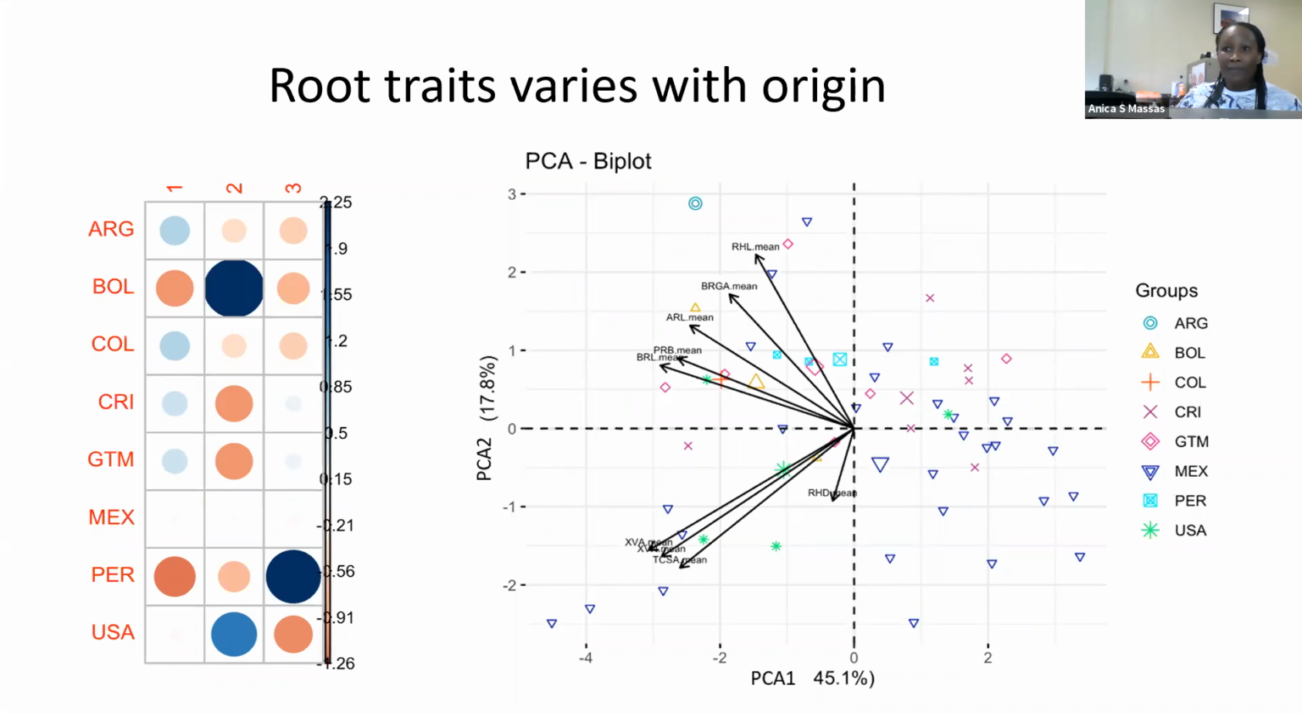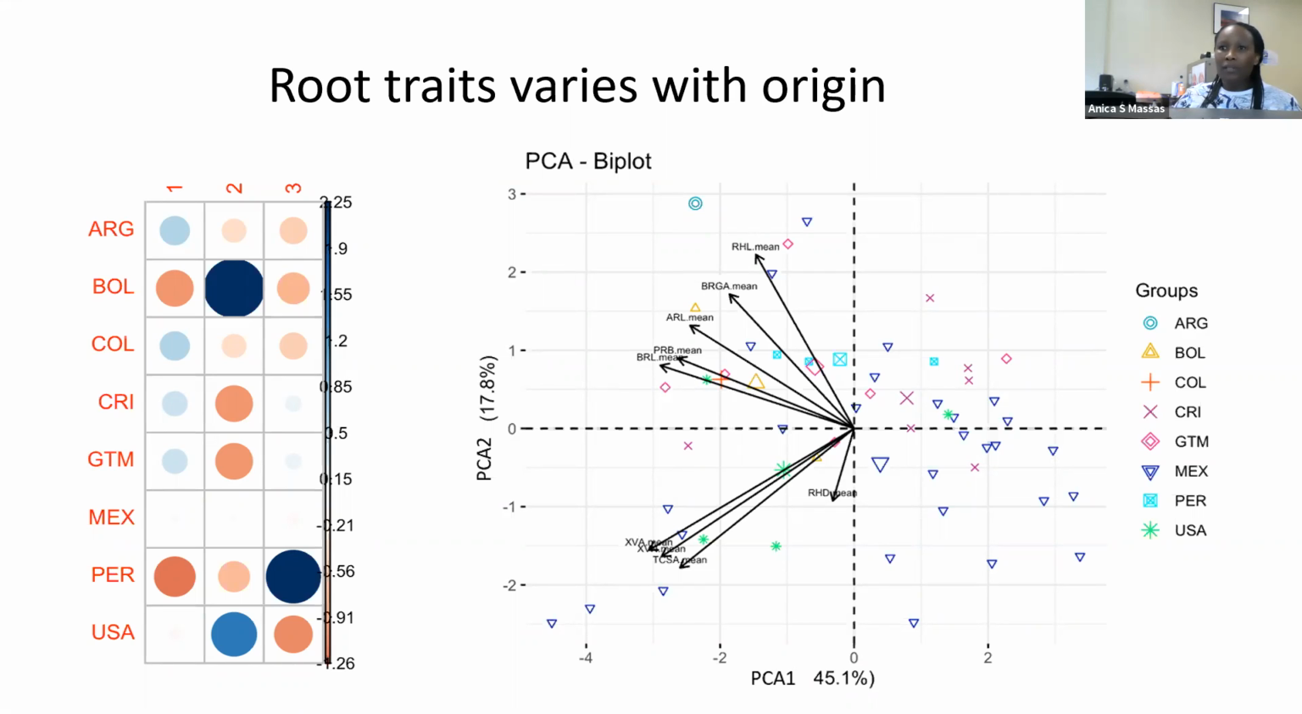PC1 explains 45% of the variation, and the PC2 explains 18% of the variation. And we plot here 9 traits in 8 regions. We have Argentina, Bolivia, Colombia, Costa Rica, Guatemala, Mexico, Peru, and USA. These are the places where the seeds were collected. We collected the seed in those places. And we try to plot our traits against the places.